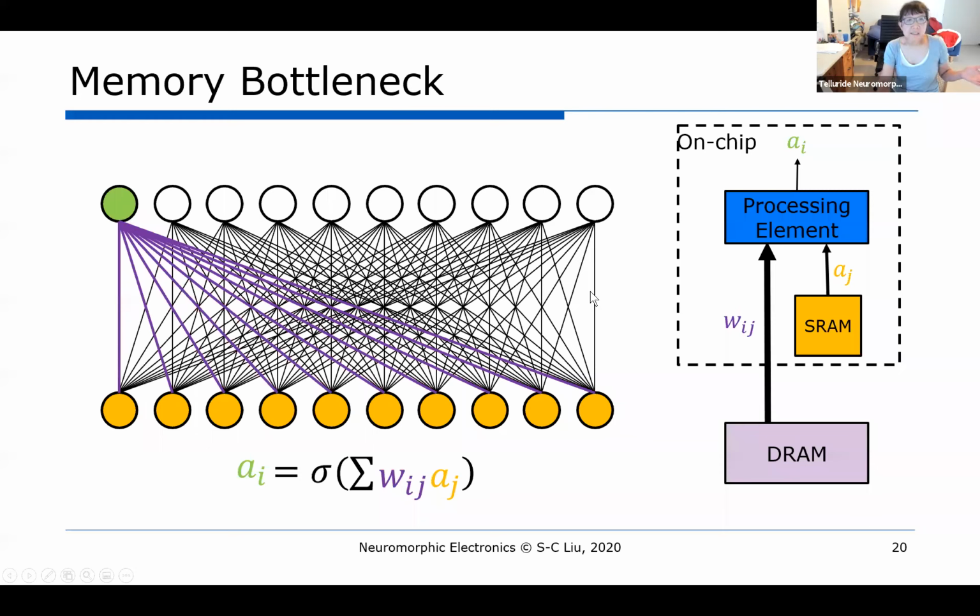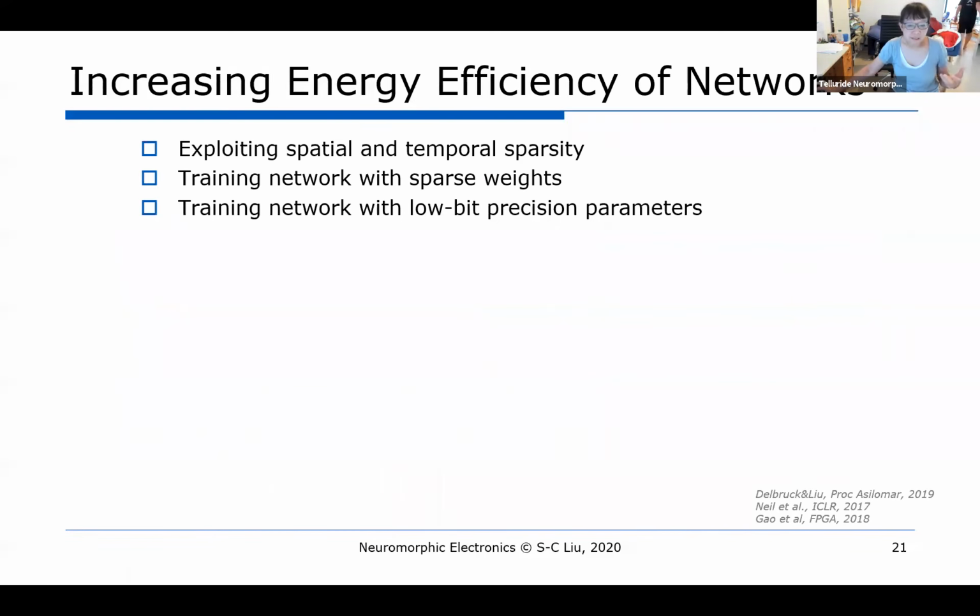But the thing is, people usually worry a lot about the energy in the processing element, but actually the energy that you consume mostly comes from fetching the information from these different pieces of memory. If you fetch from SRAM, it's 10x more than the energy of the processing element, but if you fetch it from DRAM, then it's 1000x more. And so you can increase the energy efficiency of the network by exploiting spatial and temporal sparsity, and by training the networks so that they have sparse weights and also low bit precision parameters.